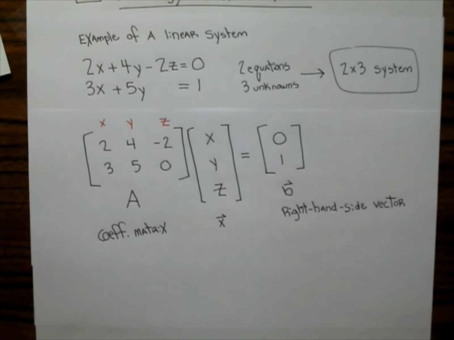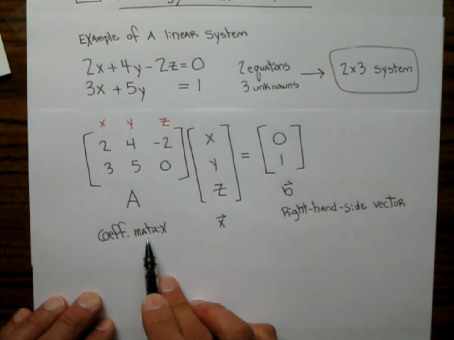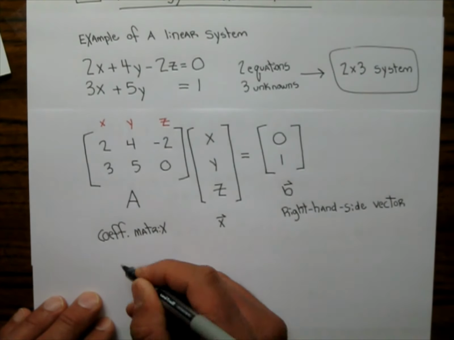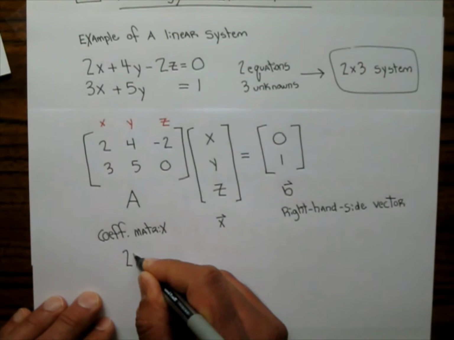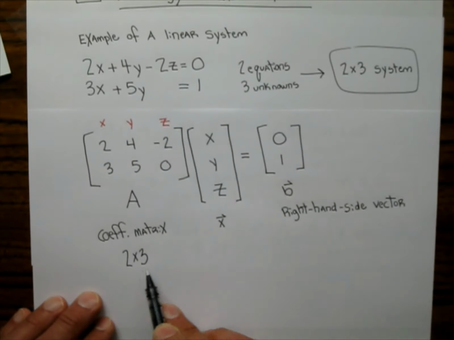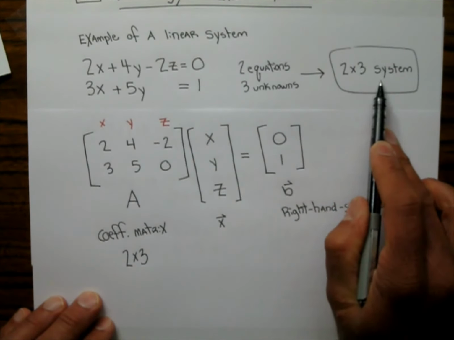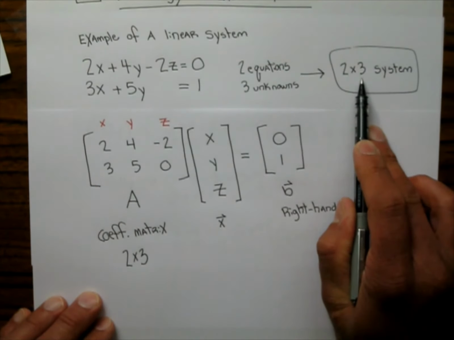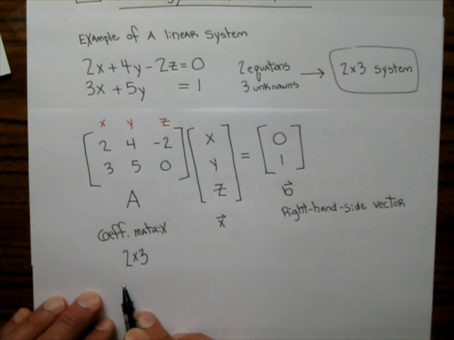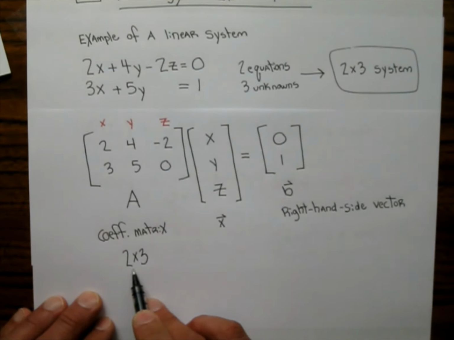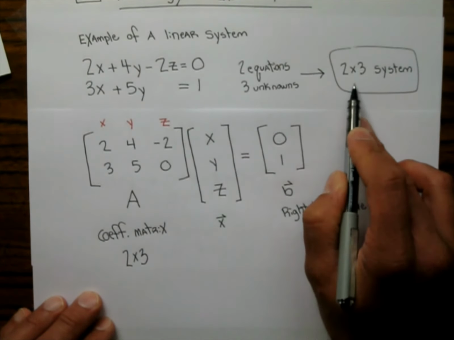Let us go ahead and look at the coefficient matrix. What is the size of the coefficient matrix? The size of the coefficient matrix is 2 by 3, which happens to also be the name of our system. It was two equations, 3 unknowns, 2 by 3 system, 2 by 3. That will always happen where the coefficient matrix will have the same numbers that we see up here when we're labeling the system.